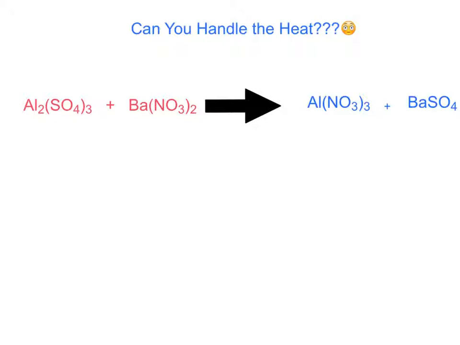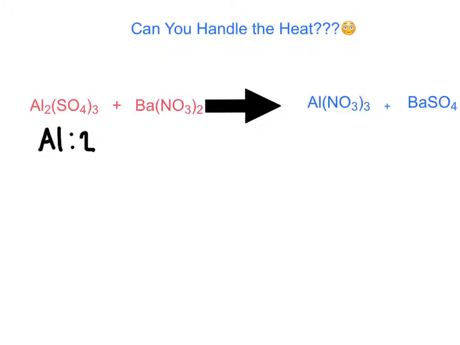So we're going to do the same thing, except that we're going to handle our parentheses just a little differently than we did before. Well, it actually just changes the game altogether. So I'm going to list out my elements on my reactant side and how many I have of each. So I've got Al, and there are 2 of them.